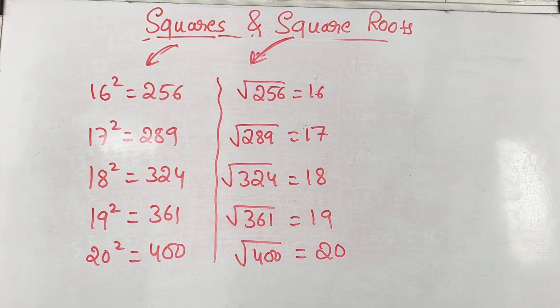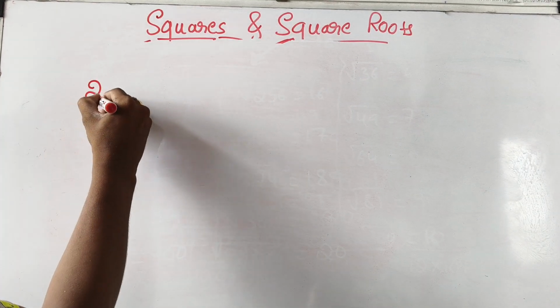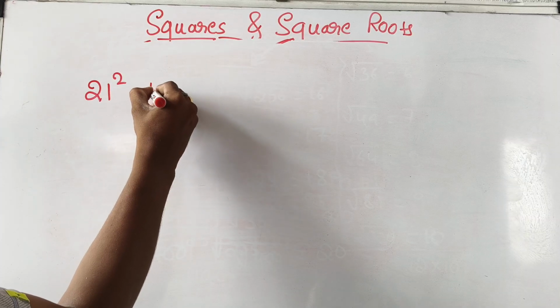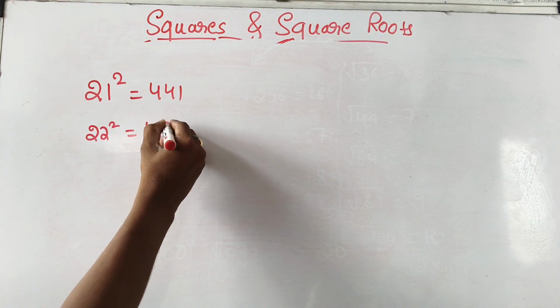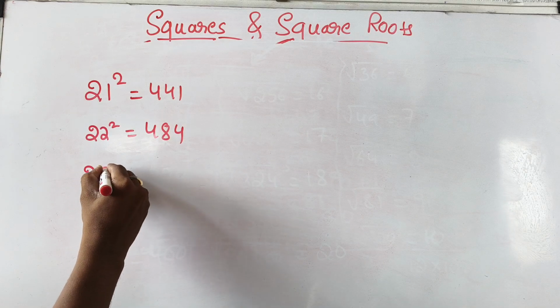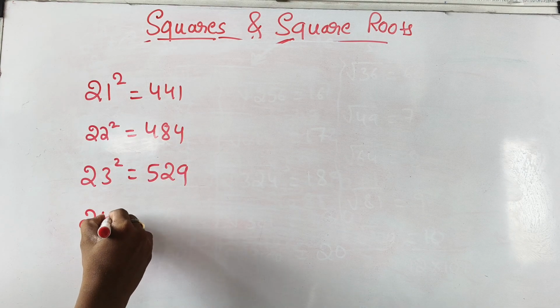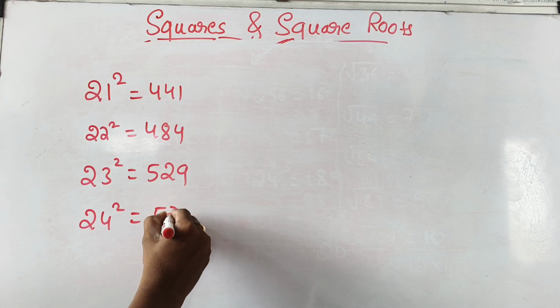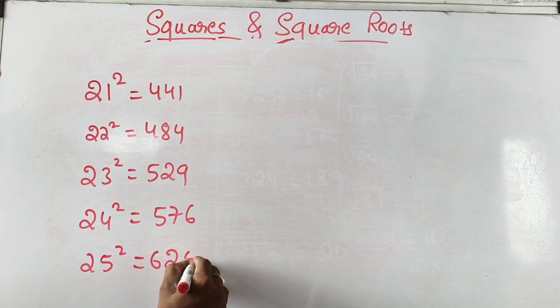Now let's write the square numbers from 21. 21 square is equal to 441, 22 square is equal to 484, 23 square is equal to 529, 24 square is equal to 576, 25 square is equal to 625.